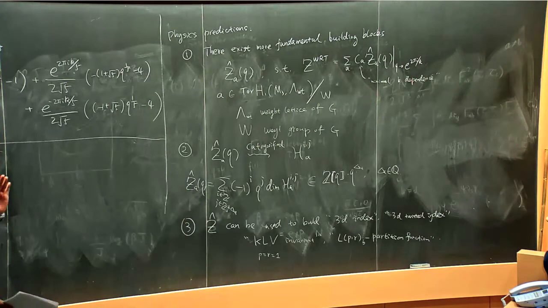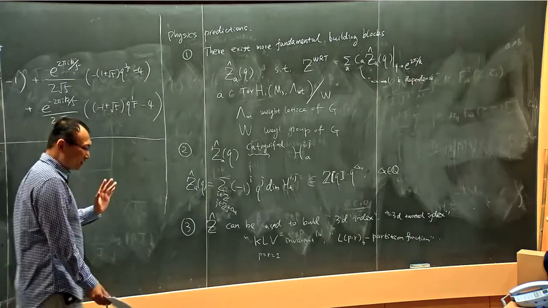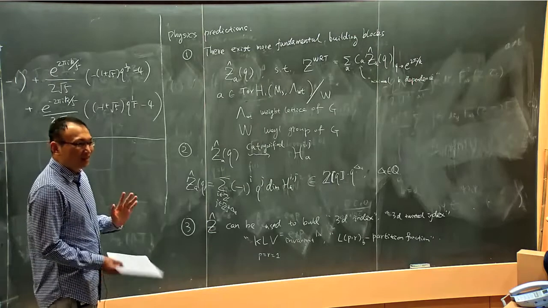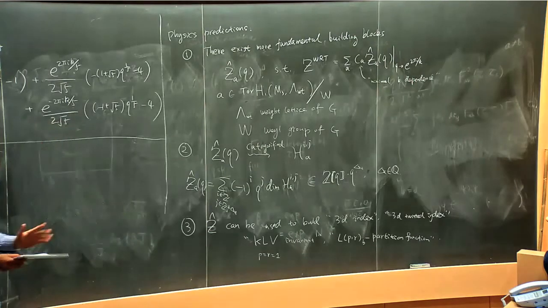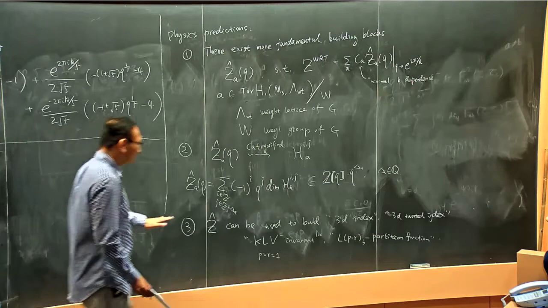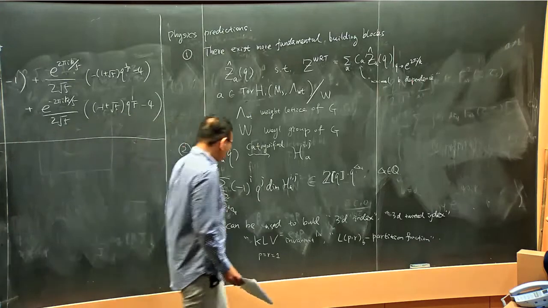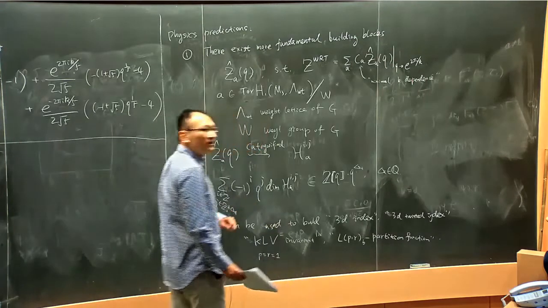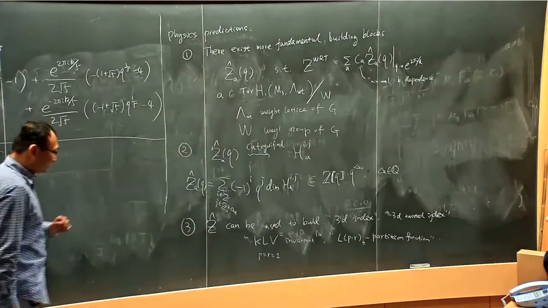So let me say, part of the prediction by physics is that this invariant has an upgraded version that can be defined for all three-manifolds, including closed ones. And then the invariants can all be obtained from Z hat.